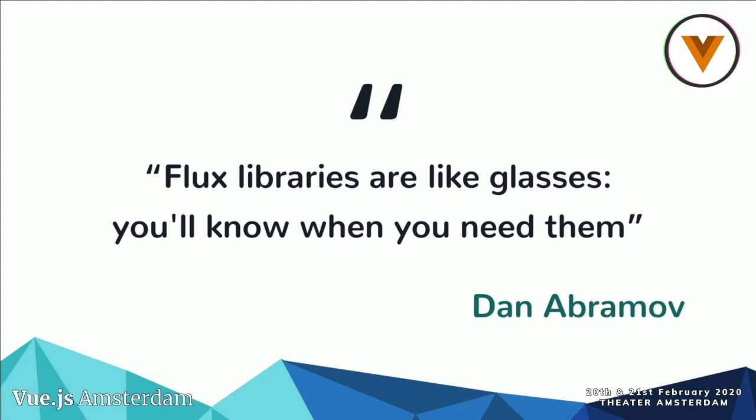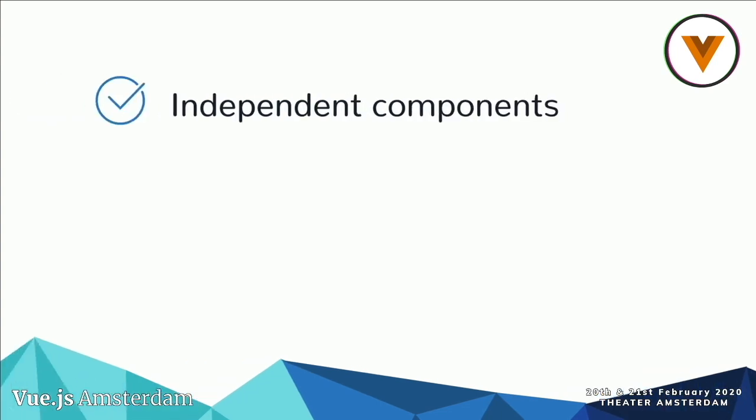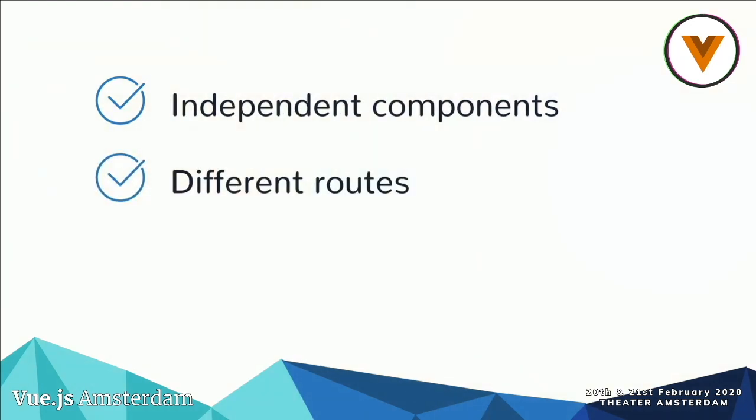So let's define at least a few reasons when you actually need a shared state. First, and the most obvious, if you have independent components requiring the same data. It might also be different routes. If you have a router in your application, there are high chances different routes will need the same data, and it's a good place to start with a shared state. Or you have some really deep nesting, and you don't want to pass all the props down like 10 levels.